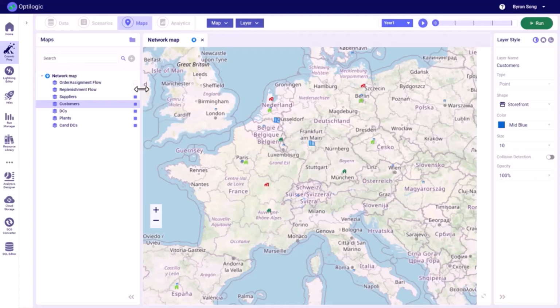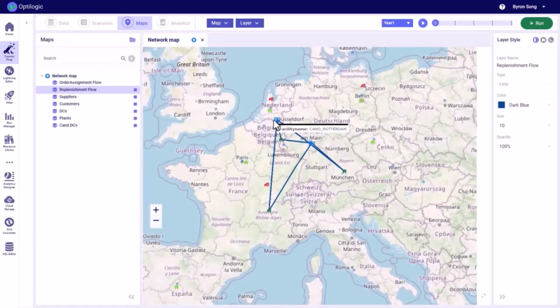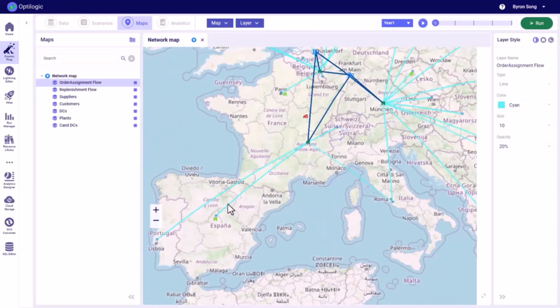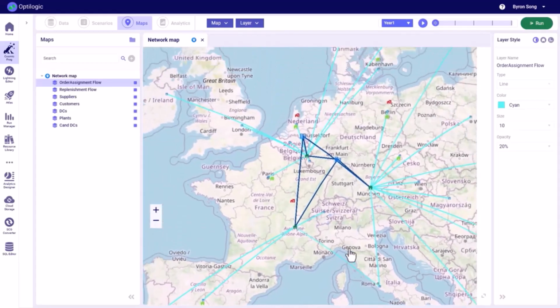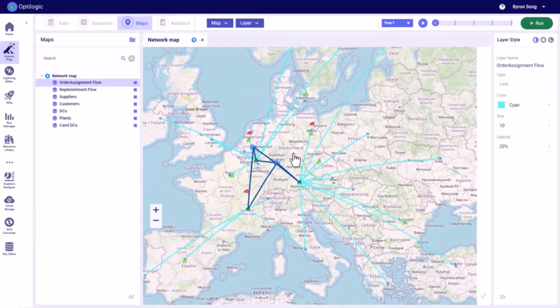We can have a look at the current supply flow in the network. So the replenishment flow is linking the plants to the distribution centers. We can see the three distribution centers are being supplied by the 2 plants. And the DCs are in turn servicing customers from different countries in Europe. So that's the current supply network.